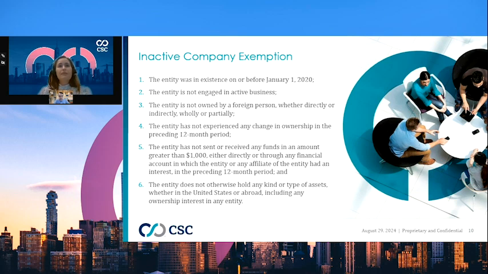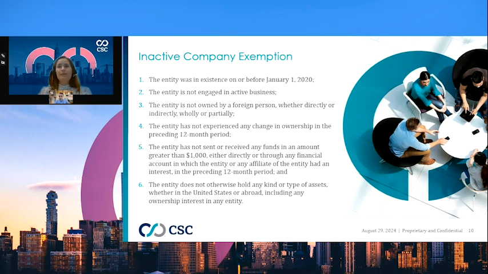The 6 elements are listed here. The first element is pretty clear. The entity must have been in existence on or before January 1st, 2020. The second element is that the entity was not engaged in active business. This is a little bit more ambiguous.